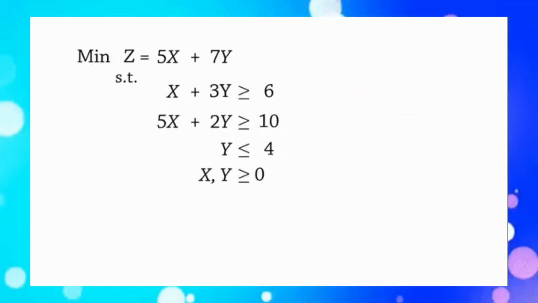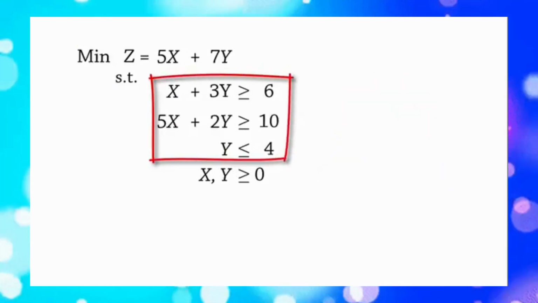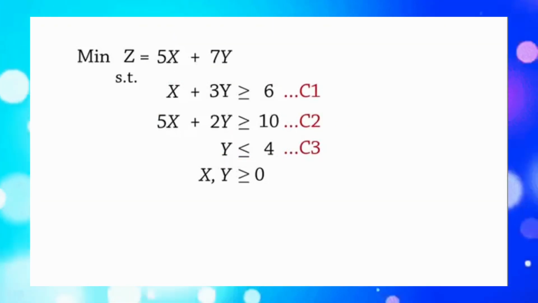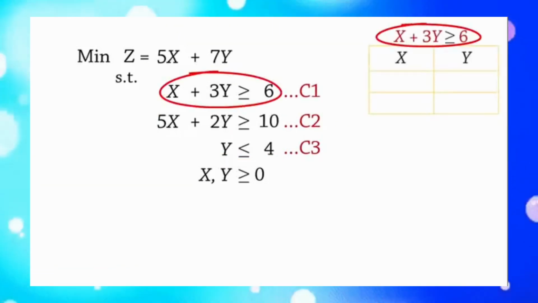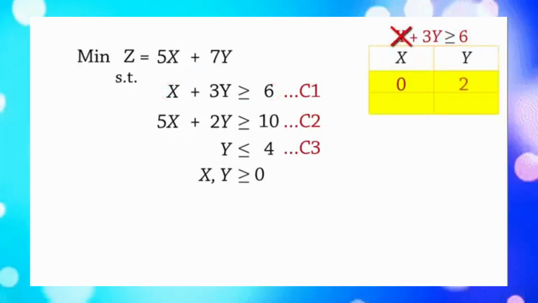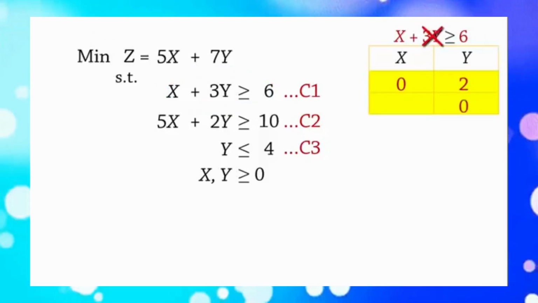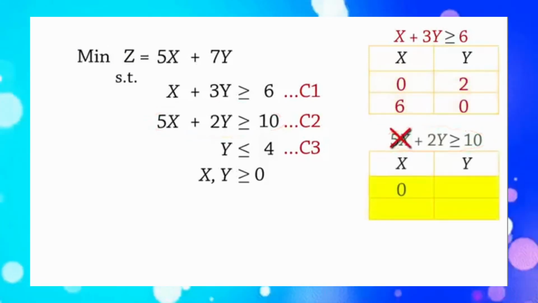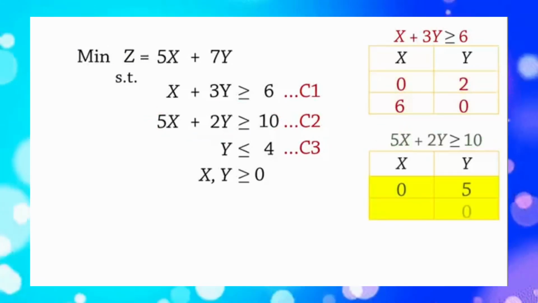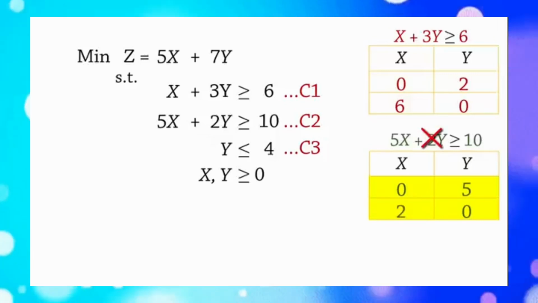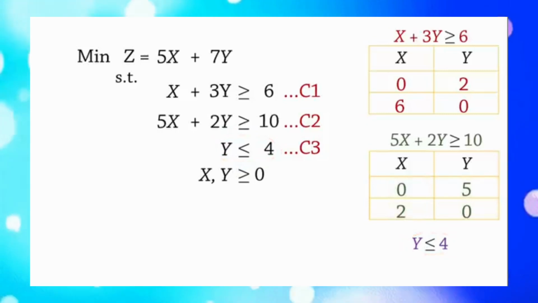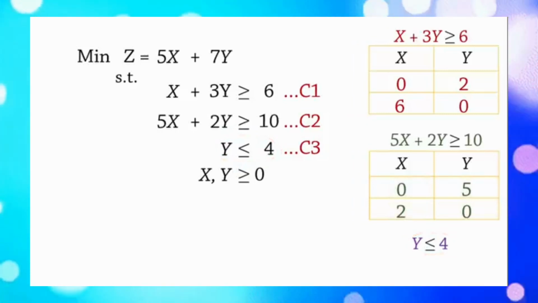We start by finding points for the constraint lines. Let's label them C1 to C3 for reference purposes. For constraint 1, when x equals 0, y equals 2. And when y equals 0, x equals 6. For constraint 2, when x equals 0, y equals 5. And when y equals 0, x equals 2. For constraint 3, y is just always less than or equal to 4, irrespective of the value of x.